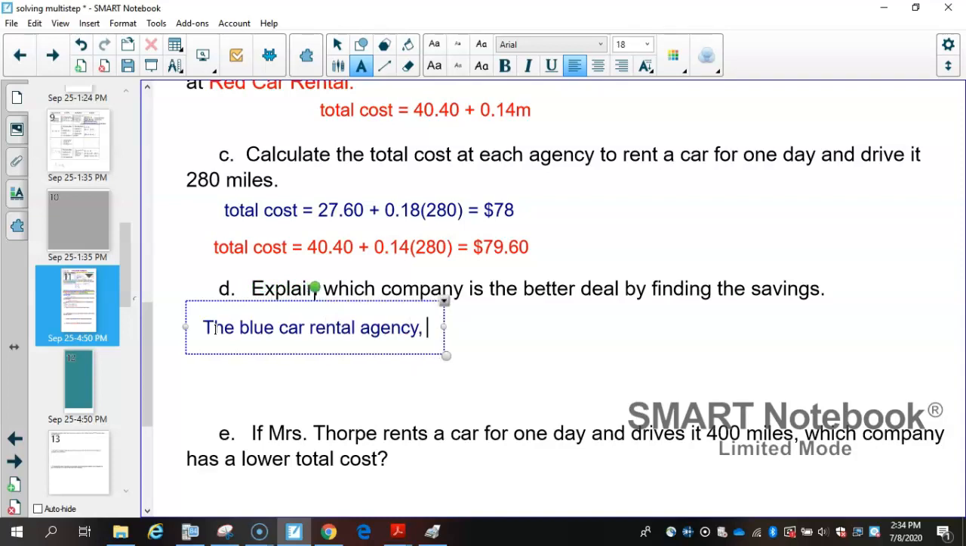And the amount of savings, so to find that savings, we would subtract these two numbers, $78 from $79.60, and get $1.60, sorry. So I can say it's cheaper by $1.60. Now, if that $1.60 means nothing to you, go ahead with the red car rental. Doesn't matter.